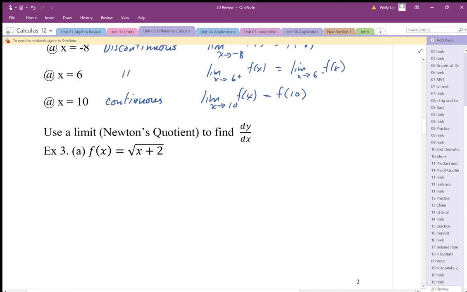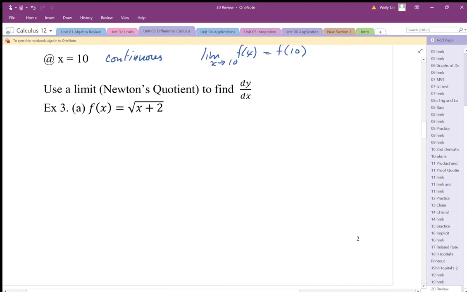All right, for Newton's quotient, we need to be able to set up the Newton's quotient and be able to use a limit to find a derivative. Okay, we don't need to do this all the time, only when it specifically says show the Newton's quotient. So Newton's quotient is basically finding the slope, finding 2 points, the rise over run, and letting the run go to 0. And that gives us an instantaneous slope.